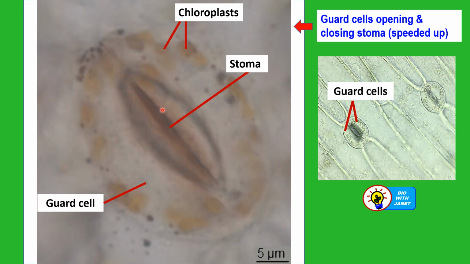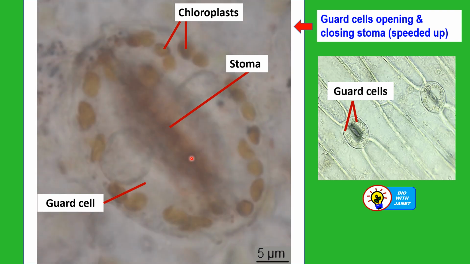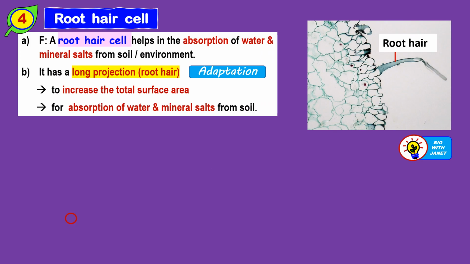And the stoma is here, right in the center here. Open, close. Now let's go on to root hair cell. So a root hair cell is a cell that's found on the epidermal layer of the root, the outermost layer. It helps in the absorption of water and mineral salts from the soil and environment.